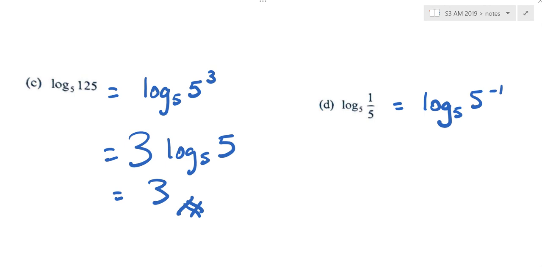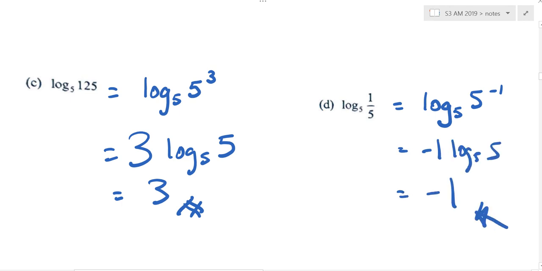Okay, let's try the other one. Log base 5 of 5 to the power of minus 1. What can I do to this power? Bring down. Bring down, I will get negative 1 log base 5 of 5. And what is log base 5 of 5? 1. Therefore, the answer is negative 1. Easy? Good.